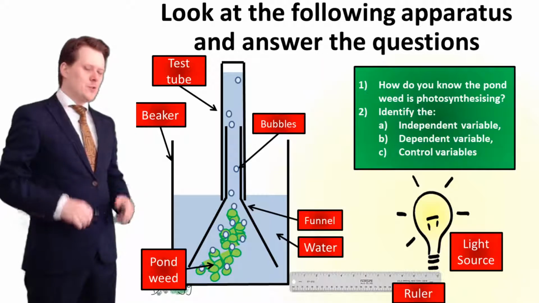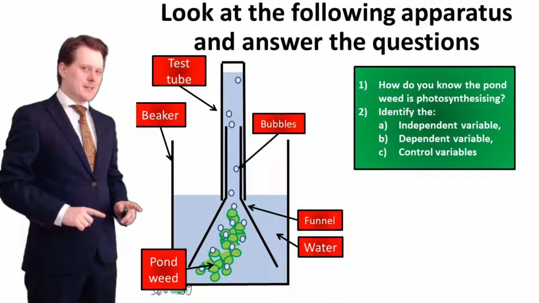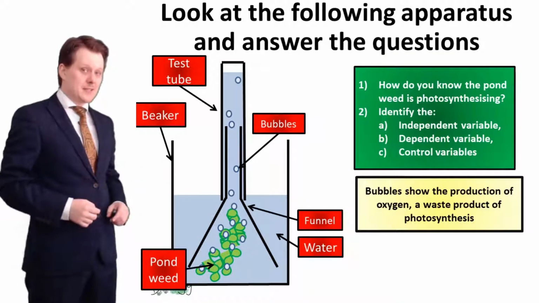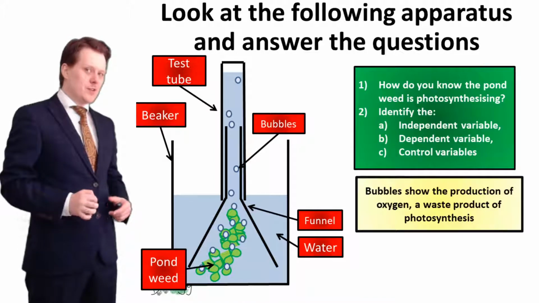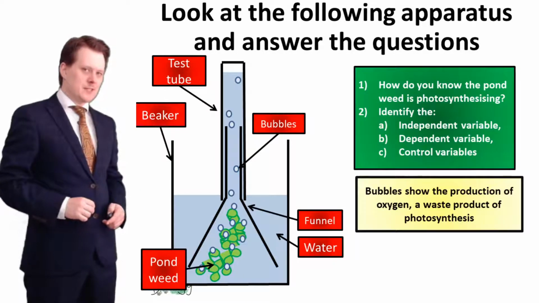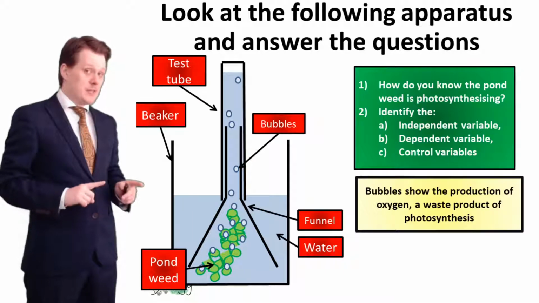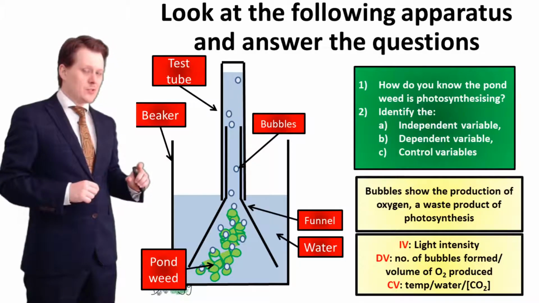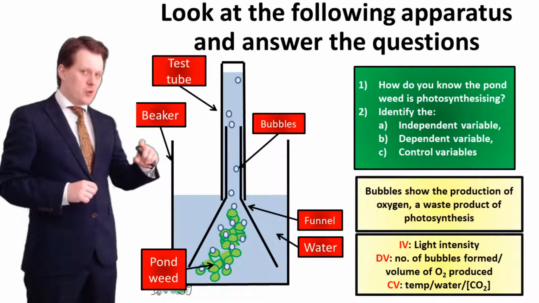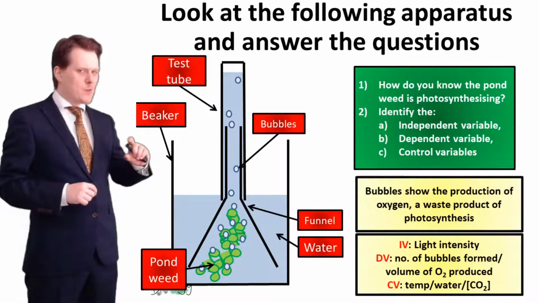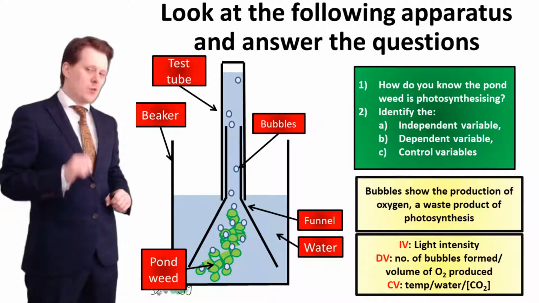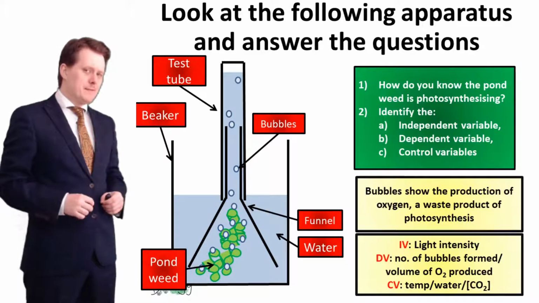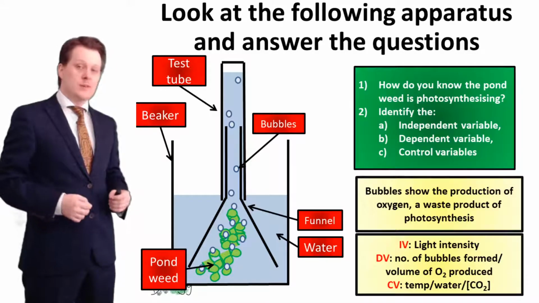So how do you know that this pondweed is photosynthesizing? It is because our pondweed is producing these bubbles of gas. This gas is oxygen, the waste product of photosynthesis. Our independent variable for this experiment is the light intensity. We had a ruler and a light source, and we would move the light source closer to the pondweed or further away from the pondweed and record how it affects the rate of photosynthesis. The dependent variable for this investigation could be one of 2 things.